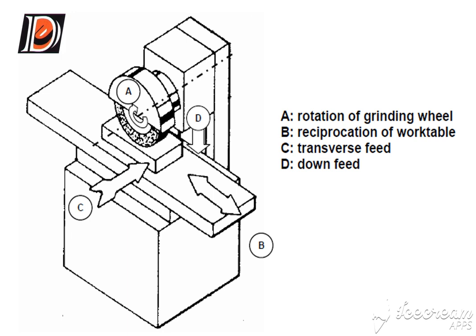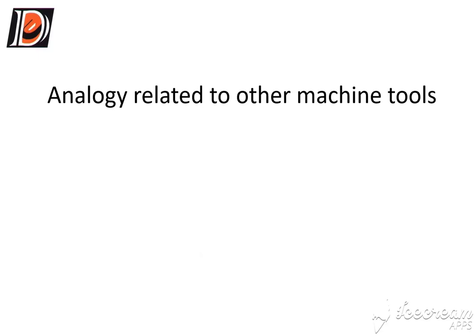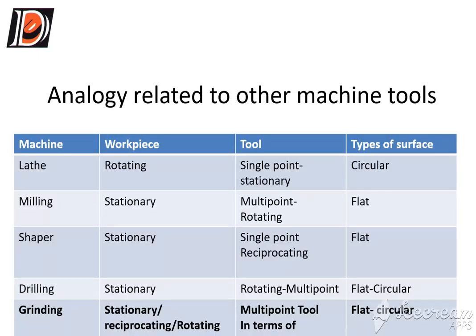In the previous session we saw the schematic diagram of the grinding machine. Now, in this session, we have to learn how the various machine tools are correlated with each other. So look at this table. This table gives students an idea of how various machine tools like lathe, milling, shaper, drilling and grinding can be correlated with each other in terms of relative motion between the tool and workpiece, and what kind of surfaces we are using to remove the excess material.